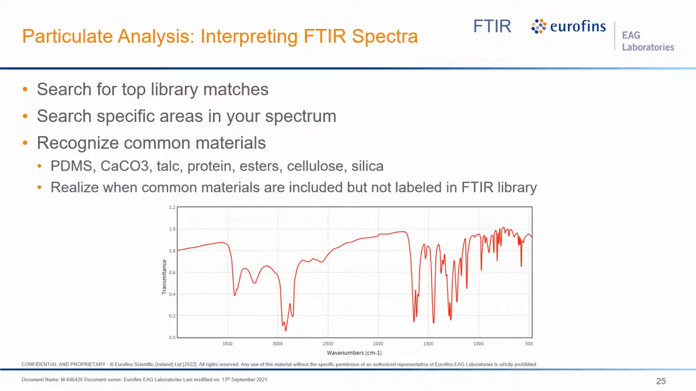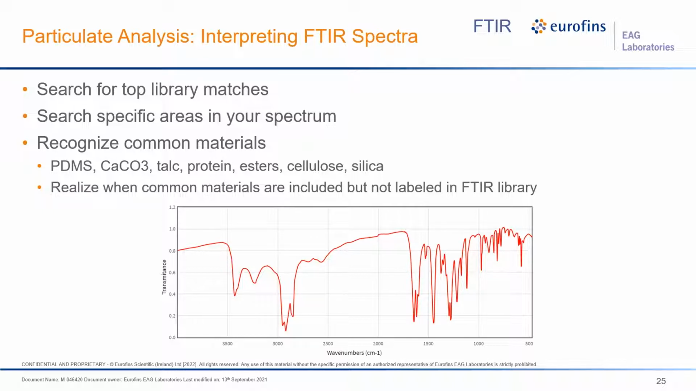It doesn't matter which technique or which sampling mode you use on the FTIR. At the end of the day, you get an FTIR spectrum. Now, interpreting this spectrum is very important. The spectrum only gives you what the fingerprint looks like. How you use that fingerprint to get the data you want is very important. Of course, step number 1 is, when you have a spectrum, you always want to search the library to see what the top library matches are.